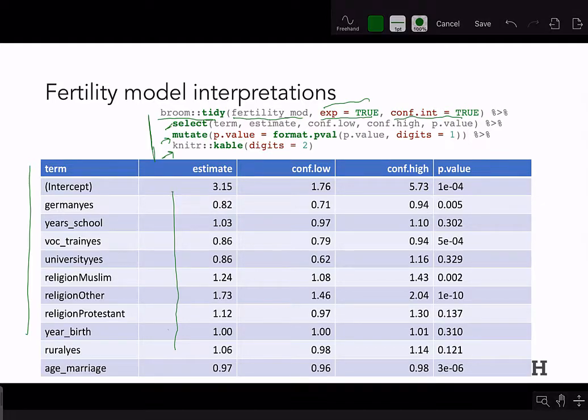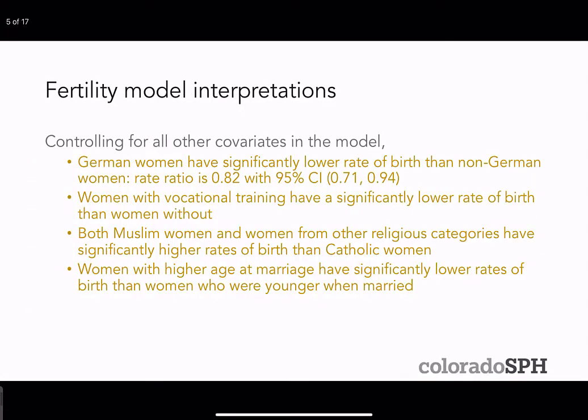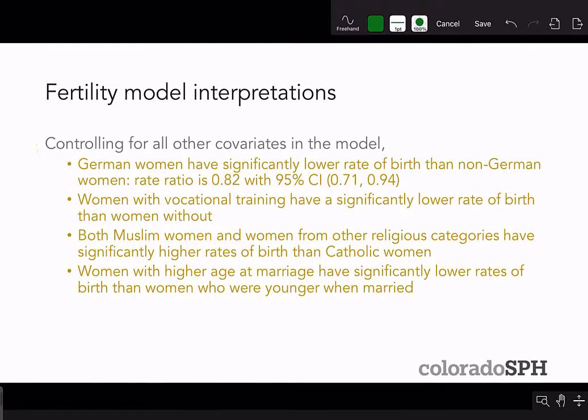So here the exponentiated coefficients, the rate ratios, are given in this column. And you can see several significant p-values. On the next page, I interpret some of the findings from this model. These are not formal interpretations, they're just some takeaways from this analysis, and these are controlling for other covariates in the model.